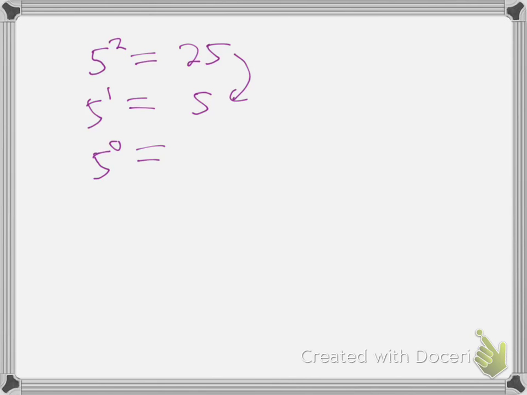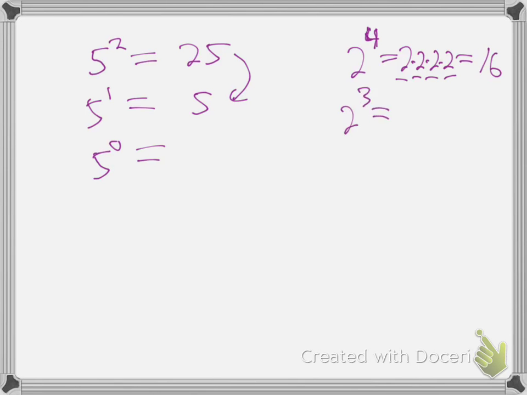Maybe that's not enough power. Let me do it with a lower number. How about if I just go like 2 to the 4th? What is 2 to the 4th power? 2 times 2 times 2 times 2. 2 times 2 is 4, times 2 is 8, times 2 is 16.